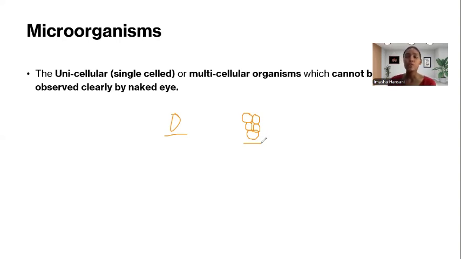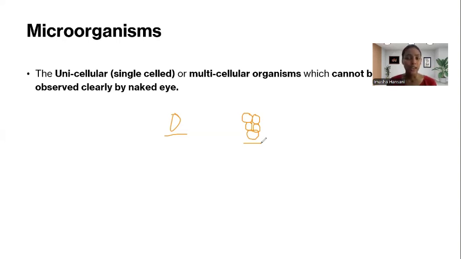Naked eye means if you look around, if you look into your surroundings, for myself, I can see my table, my laptop, and my books on my table. But if I look at my table, look at my book, I can't see any microorganism. I can only see the objects. Then it means that without any support, what you can see through your eyes, that is the naked eye. We can't see microorganisms by our naked eye.